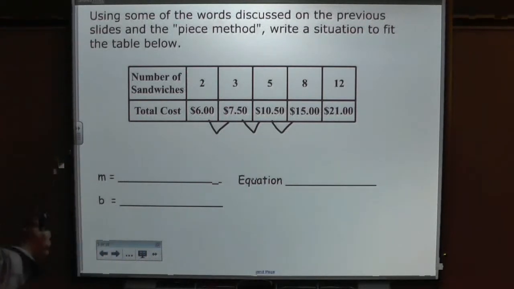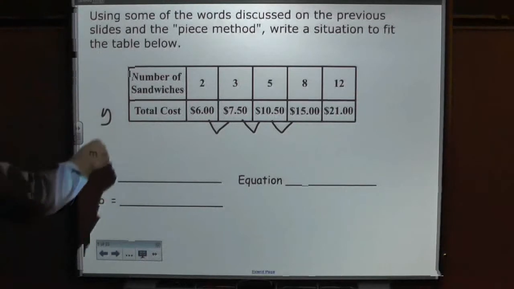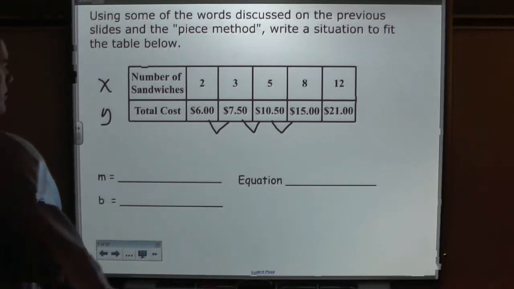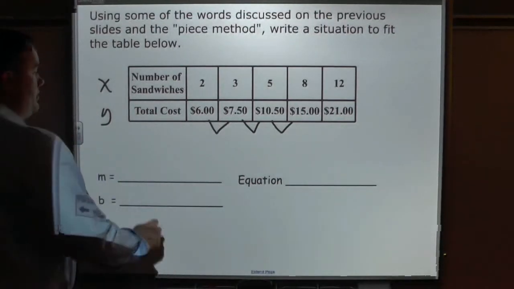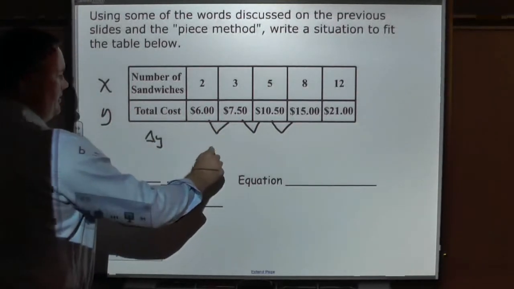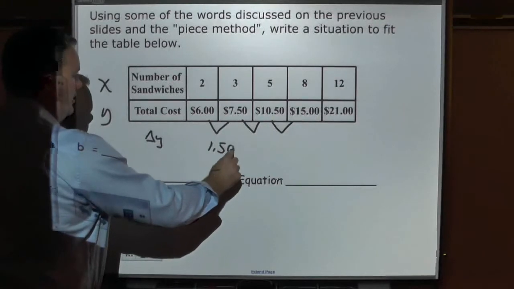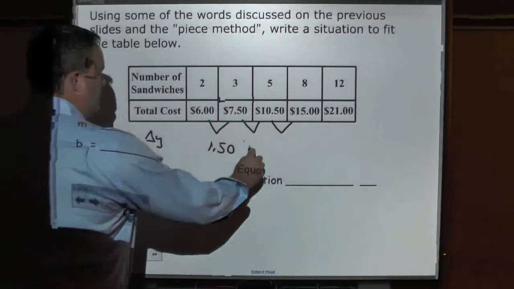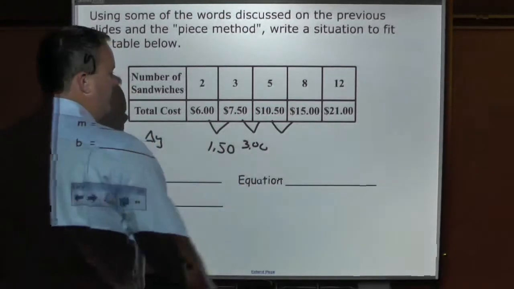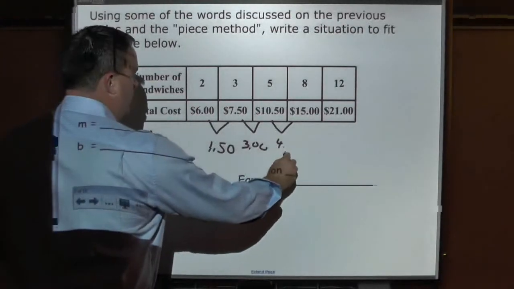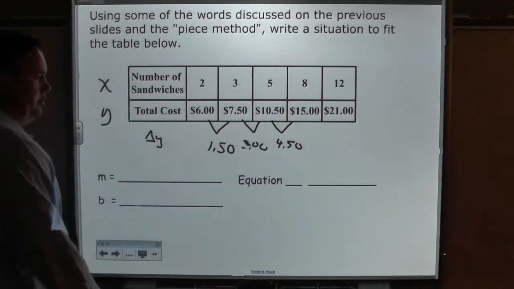So you're going to see, when they write these horizontally, your Y coordinate is going to be on the bottom. What you need to know first is the number of sandwiches. So from here, we figure out the rate of change for Y, your change in Y. Right? So when we look for that change in Y, from $6 to $7.50, well, that's $1.50. From $7.50 to $10.50, that's $3. From $10.50 to $15, well, that gives you $4.50. You can do all of them if you want.